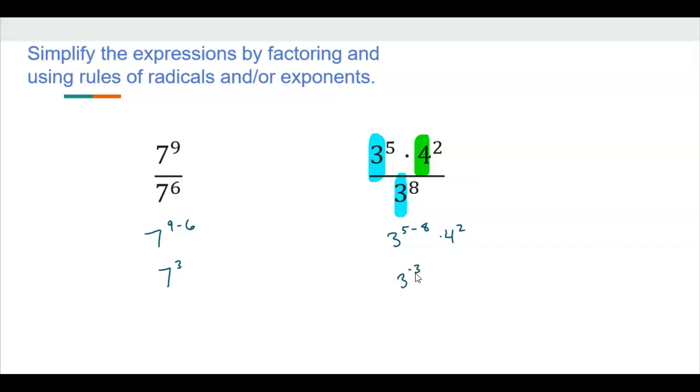5 minus 8 is negative 3, times 4 squared. And we could leave it there if we wanted to, but we also know something about negative exponents. The rule about negative exponents is we put it in the bottom of a fraction with a positive exponent. So this is the same thing as 4 squared over 3 cubed. So that's a little bit simpler than our original fraction. We might prefer to work with this instead. Or maybe for what we're using it for, this might be easier to use as well. It's up to you.